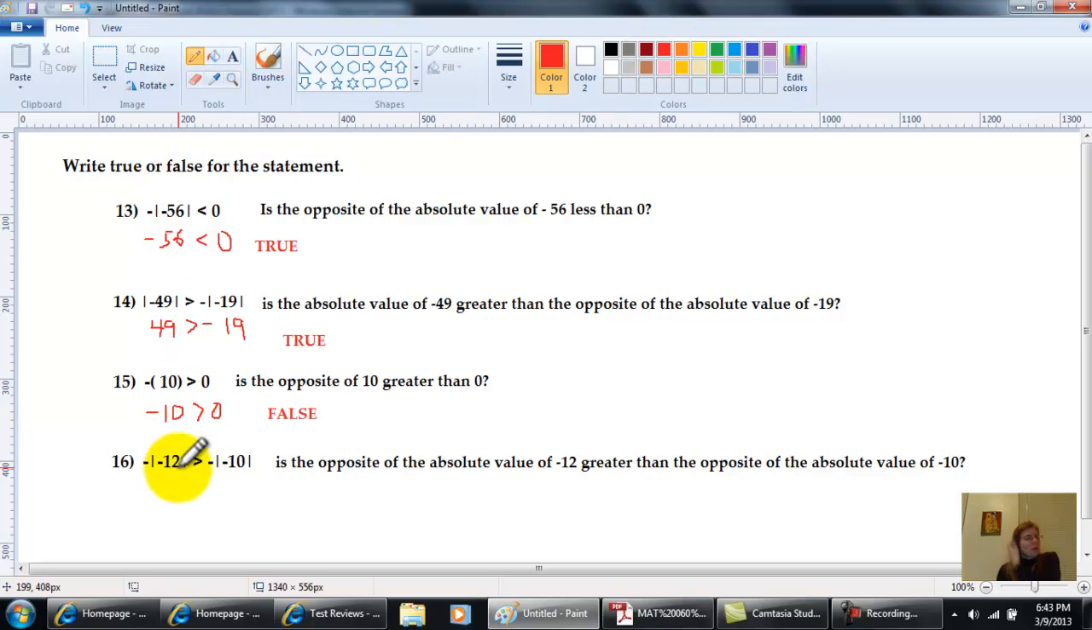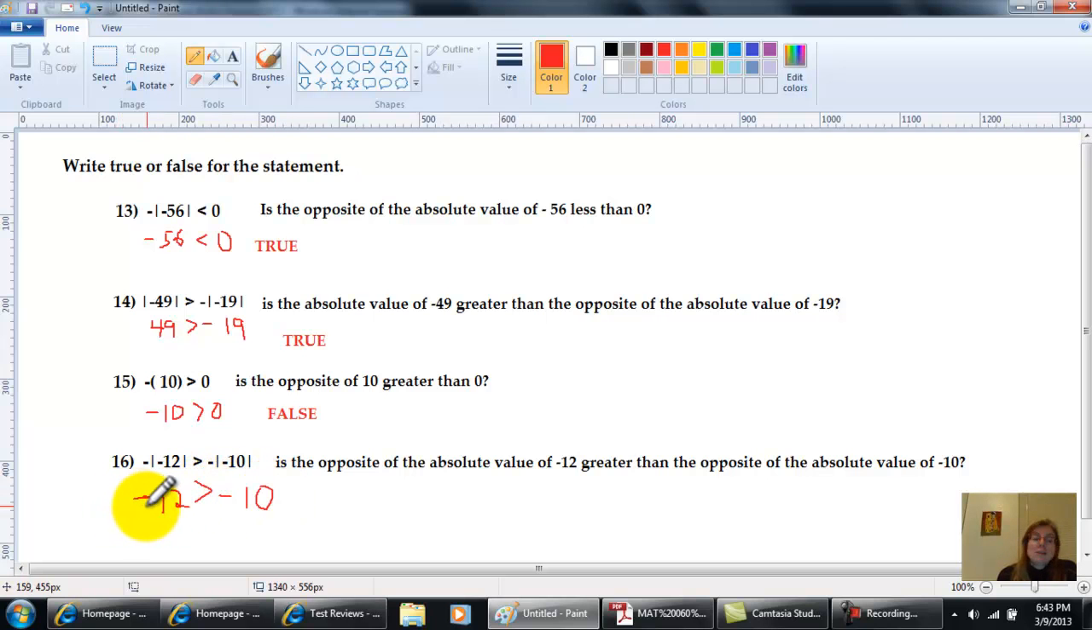So we solve inside the absolute value signs. We still have opposite. Inside of the absolute values is negative 12, so the absolute value of negative 12 is 12. And we keep our greater than sign, and we keep our opposite sign. We solve inside the absolute value signs, so the absolute value of negative 10 is 10. Now we've gotten rid of absolute value signs, and it's a broken down sentence. It's easier to read. So negative 12 greater than negative 10.